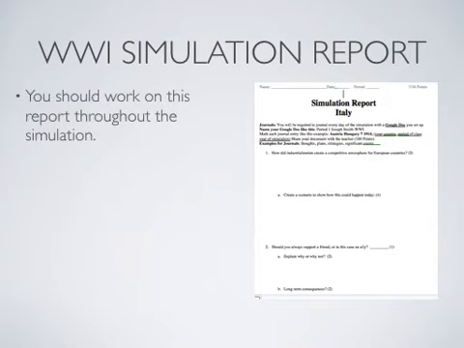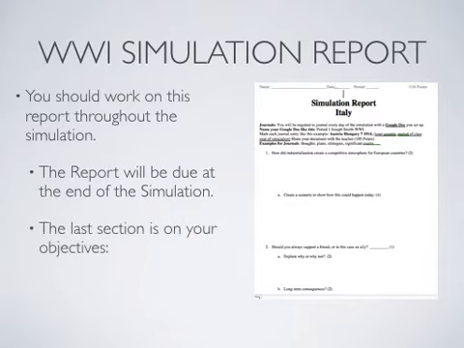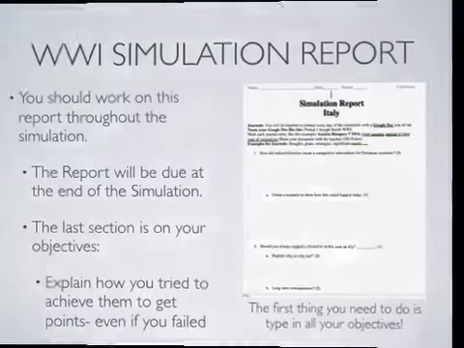You should work on your World War I simulation report throughout the simulation. Whenever you have downtime, it'd be a good idea to work on the questions. The report will be due at the end of the simulation. The last section is on your objectives. You want to make sure that at the beginning you type in all your objectives so that you have those ready so you can be filling those in as you complete them.